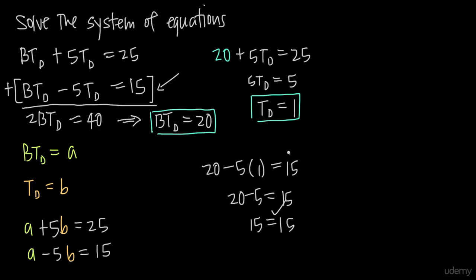And because this checks out, we know that these two values satisfy this second equation as well. So the values bt sub d equals 20 and t sub d equals 1 satisfy this system of linear equations.